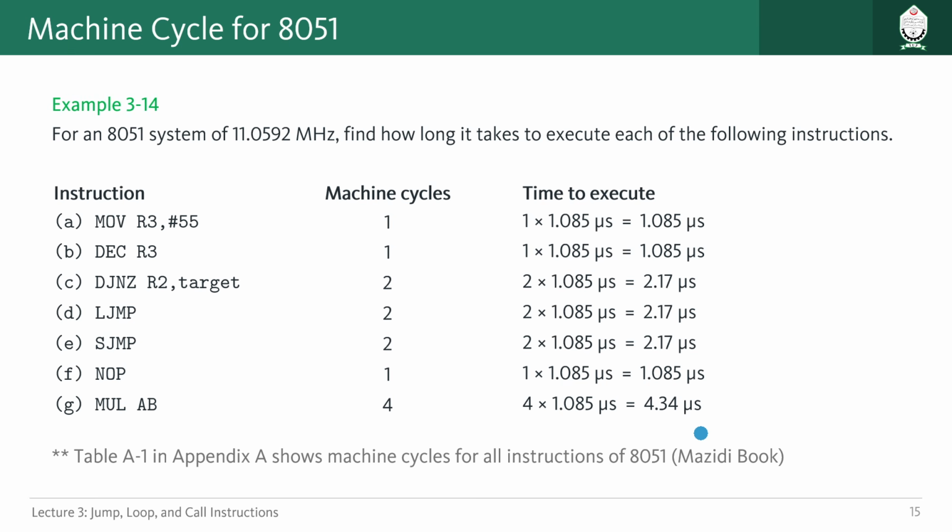But if you want to look at the whole table of all the instructions and how many machine cycles are needed to complete them, you can look at Appendix A of your Majidi book, where Table A1 basically denotes all of them. Most probably in your exam I will put the table as supplementary material for your questions, so that you don't have to remember the machine cycles for each of the instructions. You can just use them to calculate.